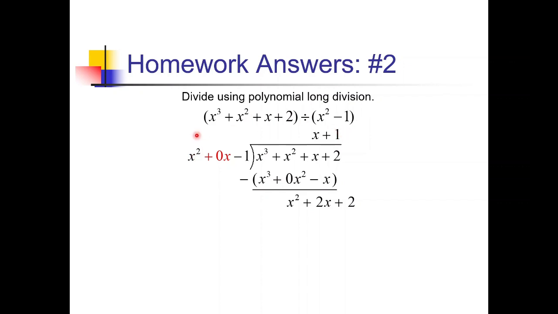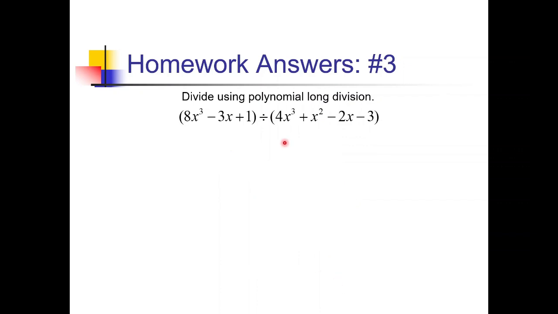Multiplying that back out, we just have the divisor, x squared plus 0x minus 1, nothing changing there. Now we're going to subtract those to get our remainder. X squareds are canceling. 2x minus 0 is 2x, and 2 minus negative 1, that's 2 plus 1, which gives us 3. All right, so we've got the quotient of x plus 1, plus we have our remainder of 2x plus 3 over the divisor, x squared minus 1.